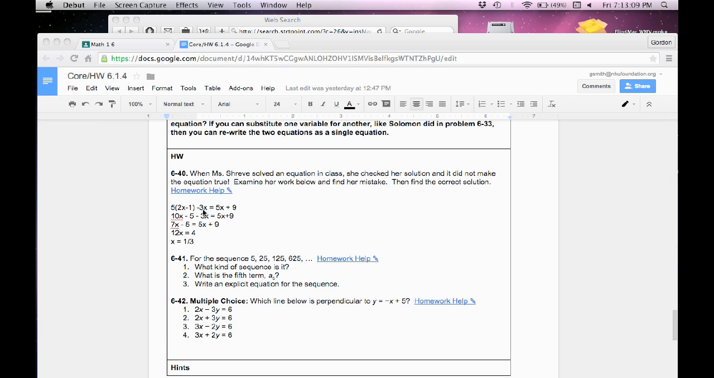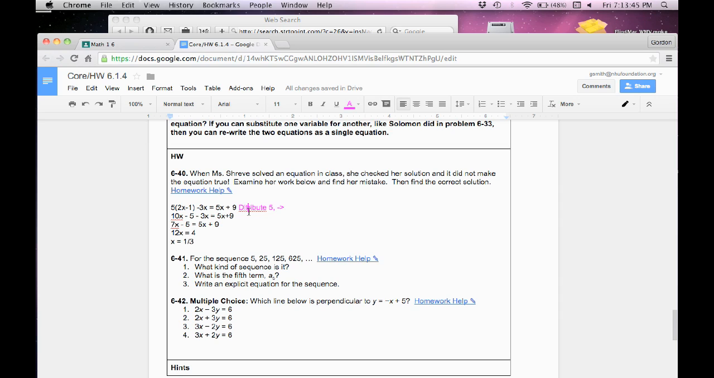Okay, so it looks like what she did is she had this equation and she distributed. So the 5 times 2x has to be 10x, so that's good. Then the 5 times the negative 1 has to be negative 5. So, so far so good. Now, I am going to write the steps that she did to illustrate what happened. So she distributed the 5.